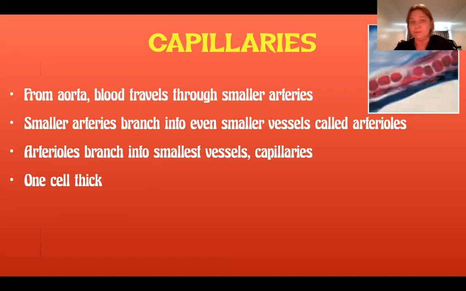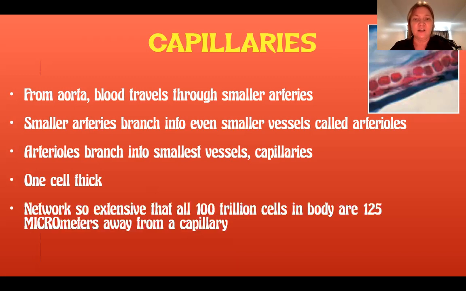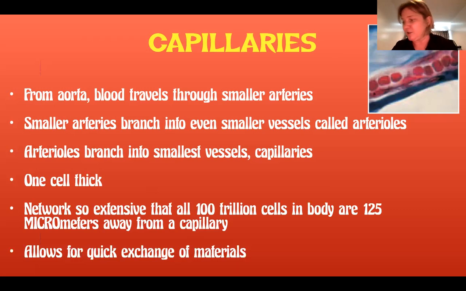This is to ensure quick exchange of materials, both nutrients, oxygen, and waste products like urea and carbon dioxide. The network of capillaries is so extensive that of all the 100 trillion cells in your body, not one cell is more than 125 micrometers away from a capillary. So 0.125 millimeters, every single cell in your body is within 0.1 millimeters of a capillary. And like I said, it allows for quick exchange of materials.